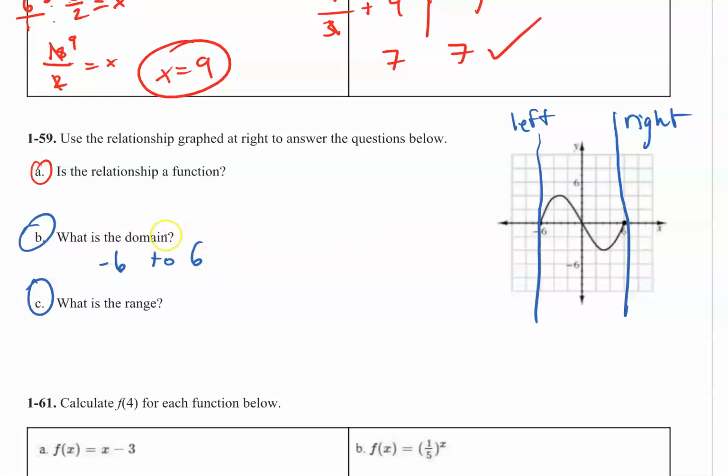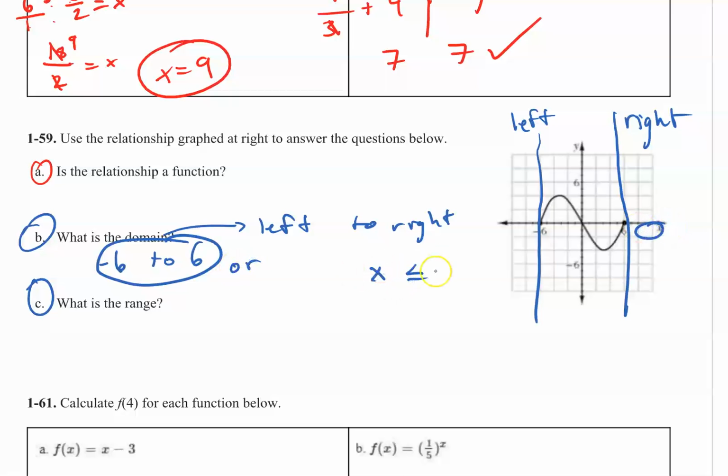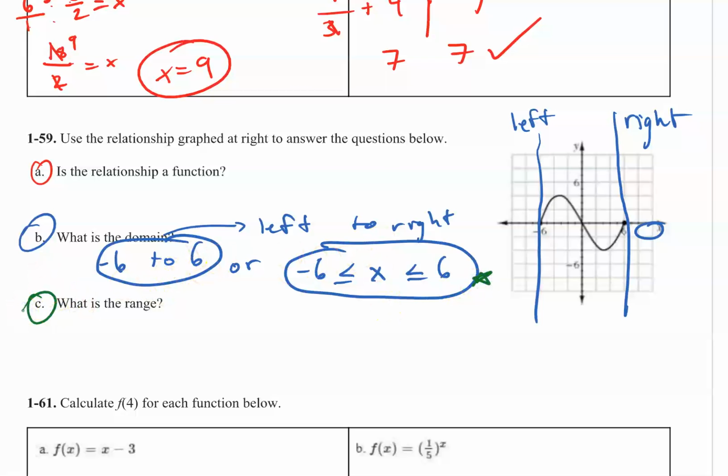So domain, you always describe the graph from left to right. How far left does it go? How far right does it go? And since we're along the x-axis, a more advanced way of writing this would be using inequalities. So you don't have to write it like this. This is kind of like the advanced way. One or the other, pick whatever way makes the most sense to you.